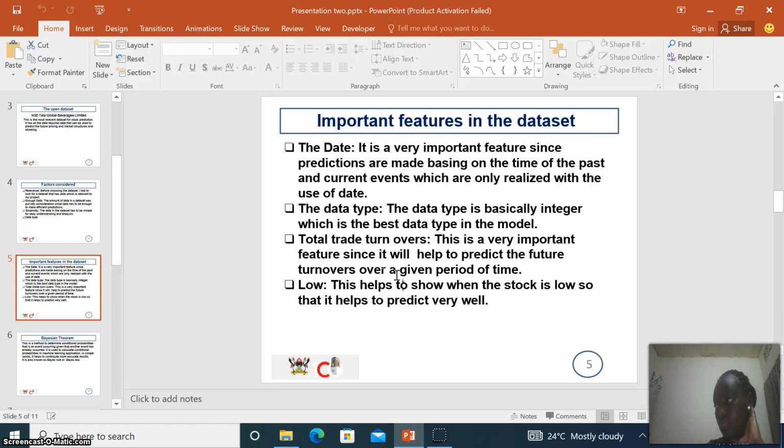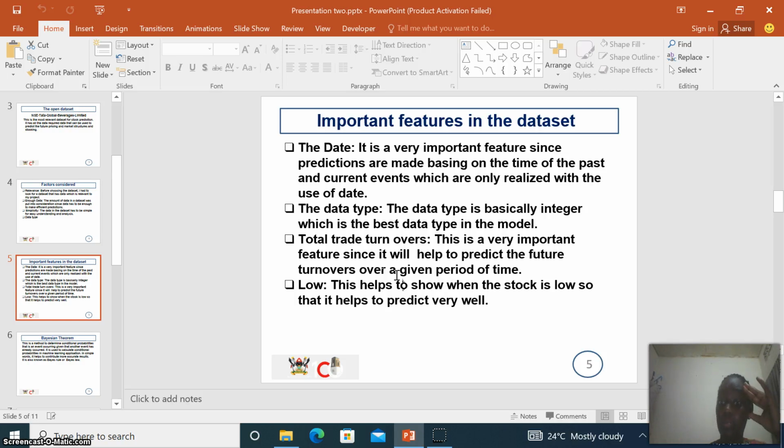Then the important features in this data set that I chose. I had already told you about the name, it is NSE TAT Global Beverages Limited. So the important features in that data set that I will be using in my model: there is date. Date is a very important feature, since predictions are made based on the time of the past and current events, so that we predict about the future. So you realize when you don't have date in your data, you'll not be able to make the right predictions.